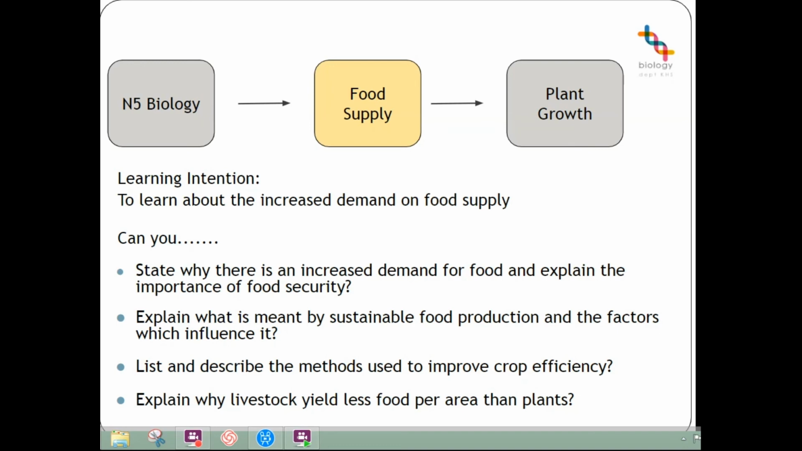Methods used to improve crop efficiency would be adding fertilisers, using pesticides, protecting crops from pests, diseases and competition, and also breeding cultivars of different plants which would have greater or more useful characteristics. Also, livestock yield less food per area than plants, and because we're losing energy at each level of the food chain, by humans eating the livestock directly, we're getting less energy passed on to us.